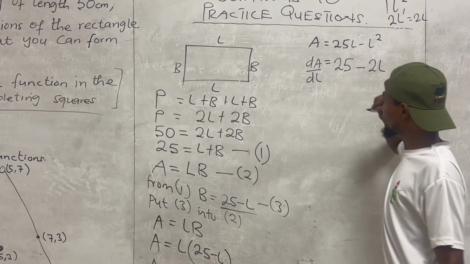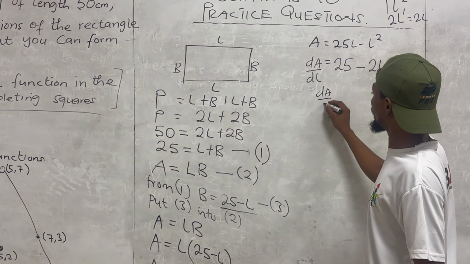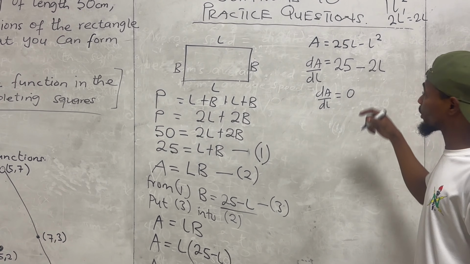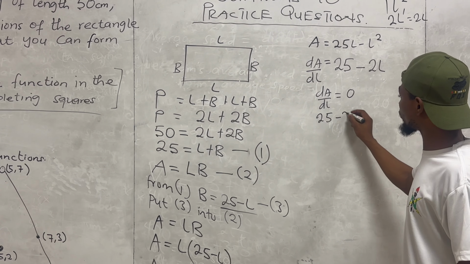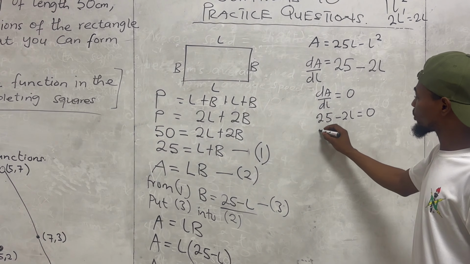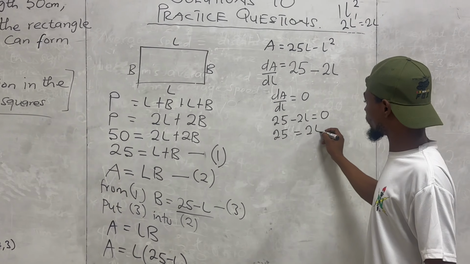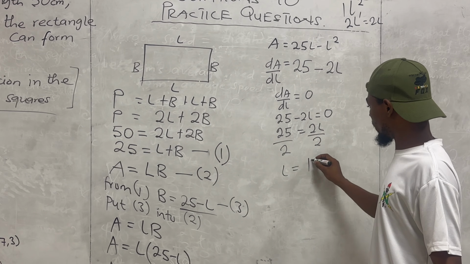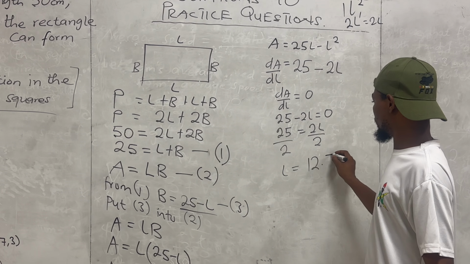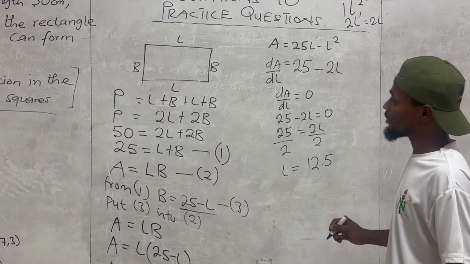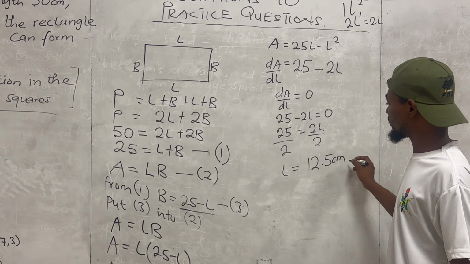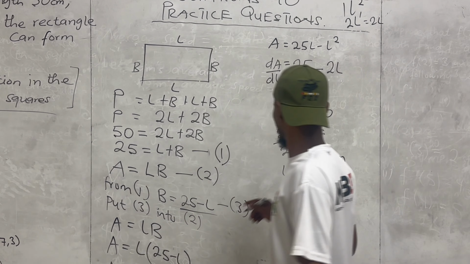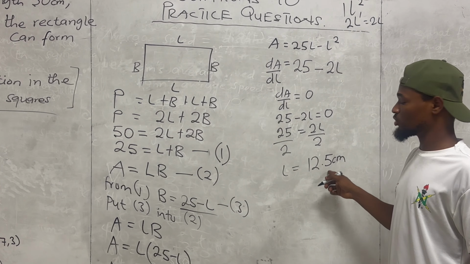Now, dA over dL will be equated to 0 so that you can find L. So I have 25 minus 2L is equal to 0, so 25 is equal to 2L. Divide both sides by 2. So I have L is equal to 12.5, measured in centimeters. They said, what are the dimensions of the rectangle? So I have my L to be this.